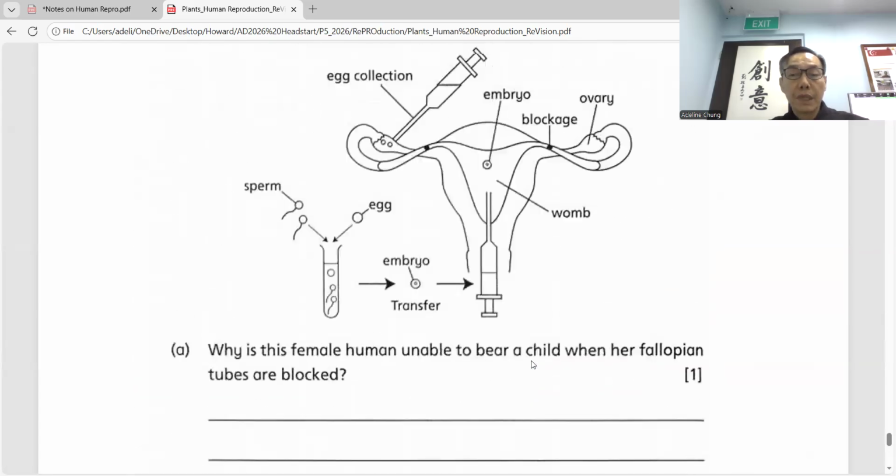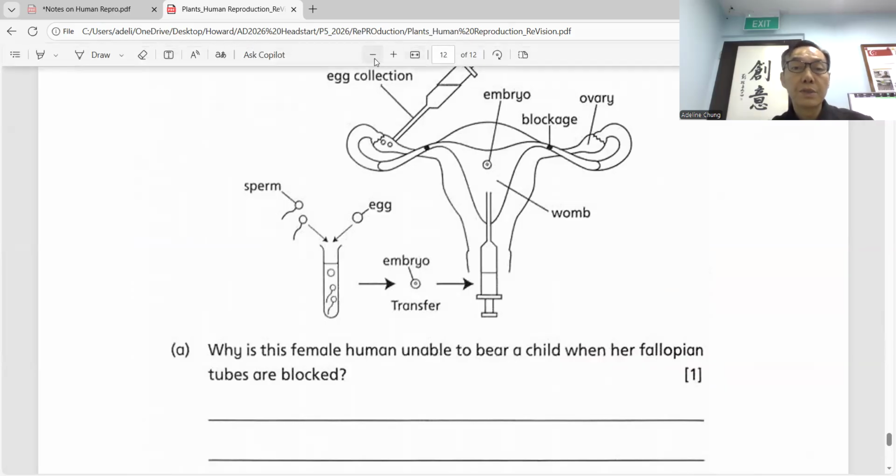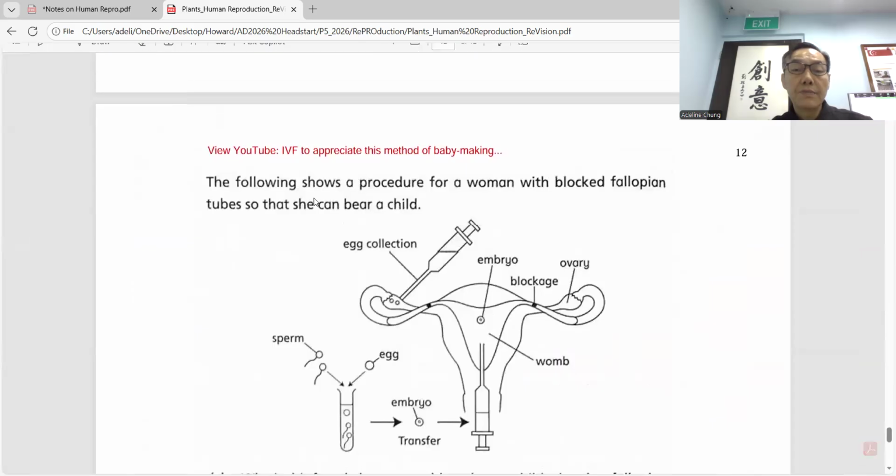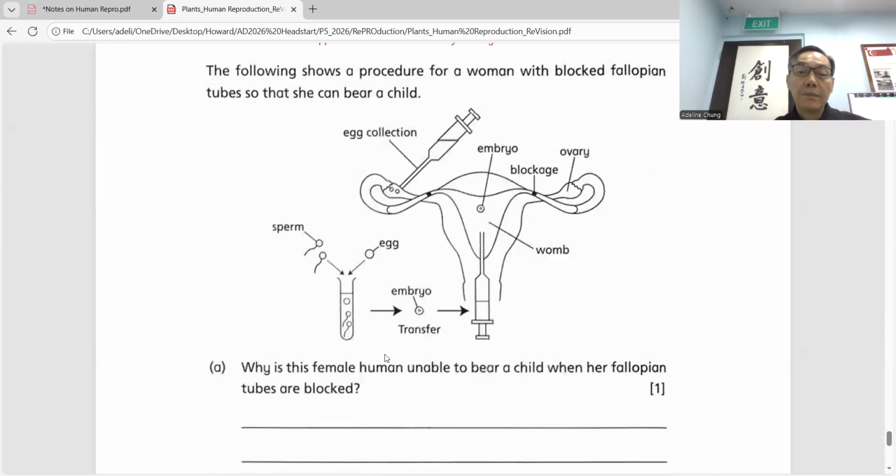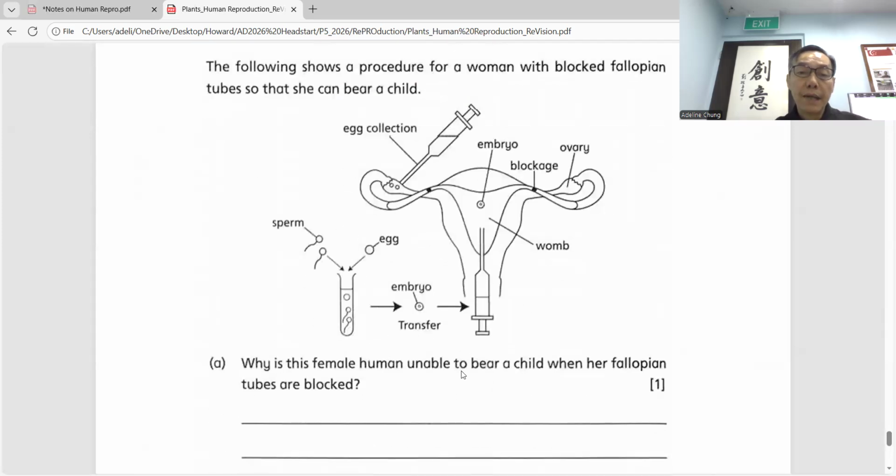One of the questions students ask about is this question. I want to help you answer it. This procedure is for women who would like to have a child but can't, because the fallopian tube is blocked. In part A, why is this female human unable to bear a child when her fallopian tubes are blocked? There are two fallopian tubes, one on each side. That means the egg cannot come out from the fallopian tube, as it is blocked.